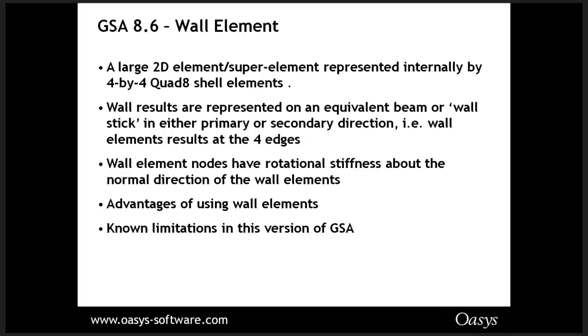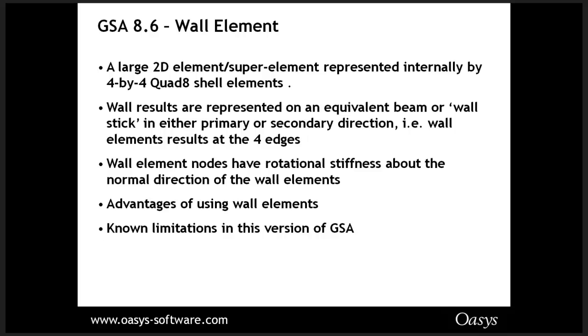The results from the wall element at the moment are only available for the 4 edges. You know that a 2D element has 4 edges. The edges will have moments and 3 forces. And we present these forces on the edge by equivalent beams, or you call it a wall stick. That's the way we present wall element results. But in the future, of course, we want to know the internal forces within the elements, but that's not available in this version of GSA.